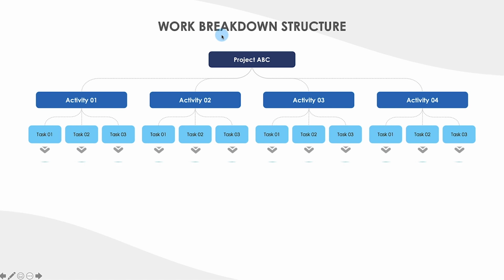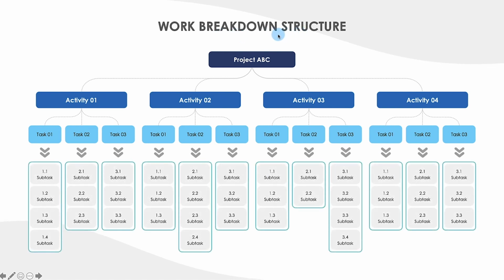There are two types of WBS diagrams, phase-based and deliverable-based. The typical work breakdown structure chart is phase-based and resembles a tree diagram like this one.